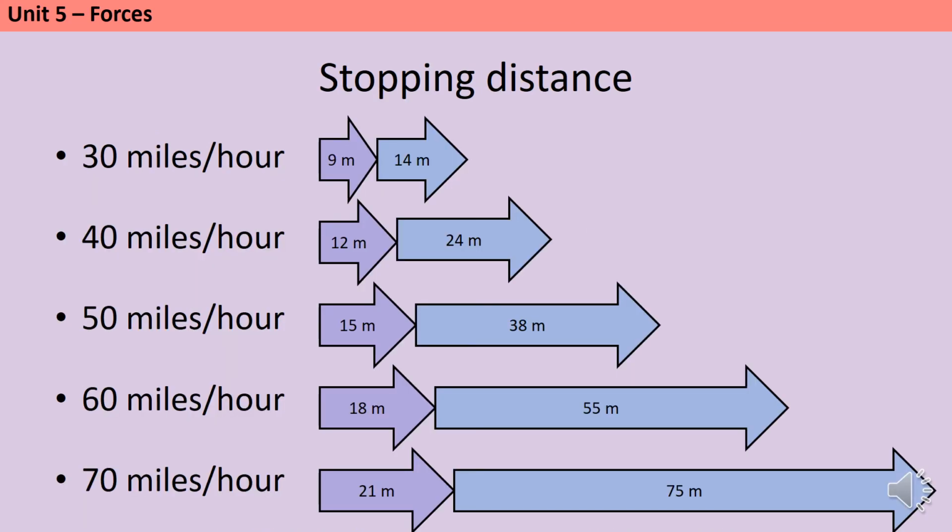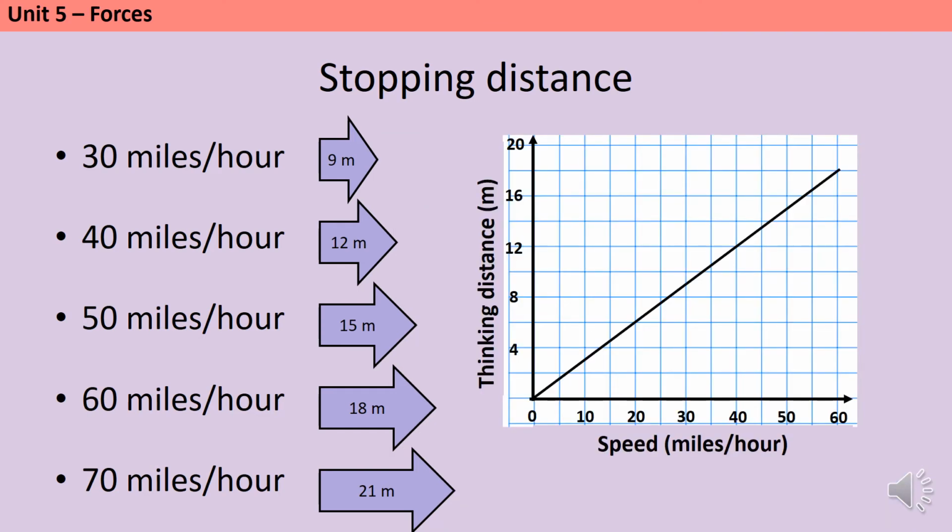Here we have that graphic you saw earlier, showing thinking distances and braking distances. Now, if you just look at the thinking distances, the purple arrows for a second, and you look at 30 miles an hour and 60 miles an hour, you'll see that 60 is double 30 and 18 is double 9. So as the speed that the vehicle is travelling doubles, so does the thinking distance. We can describe this as a directly proportional relationship. So as the speed doubles, the thinking distance doubles.